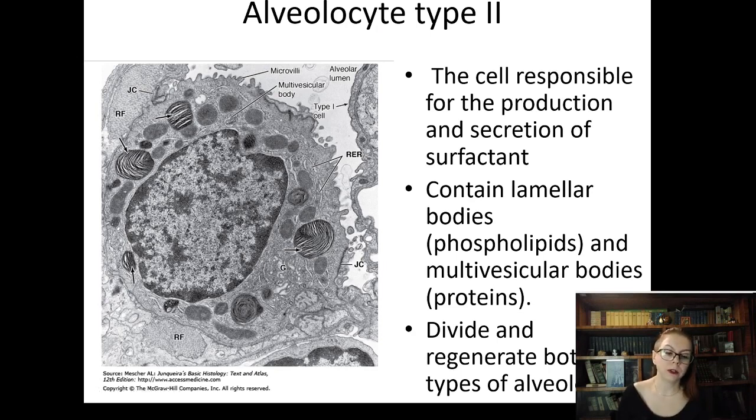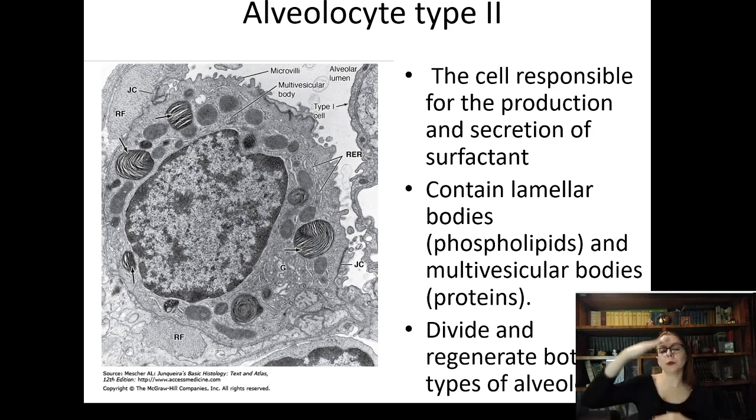They have a characteristic feature I want you to remember. For MCQs, it is very important. They contain so-called lamellar bodies and multivesicular bodies. Lamellar bodies are called so because surfactant is represented by the upper phase and hypophase, and the upper phase is represented by phospholipids, like our membranes, if you remember.